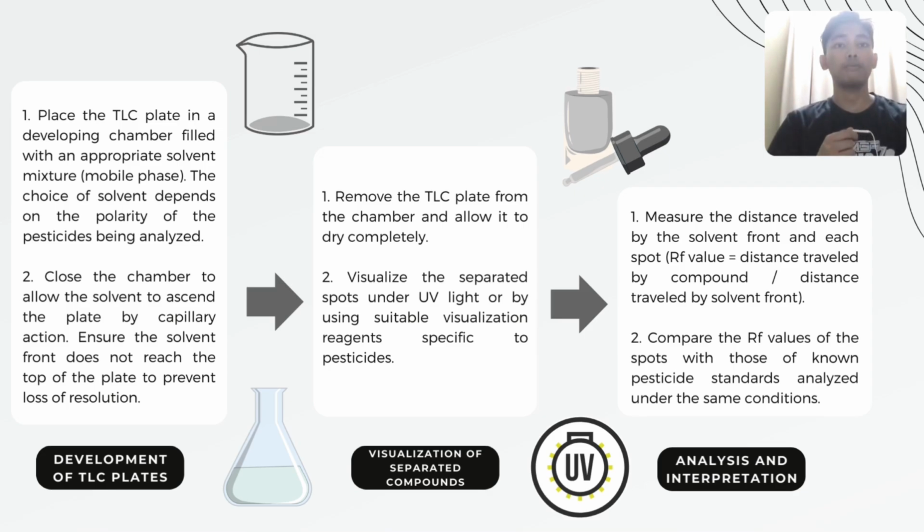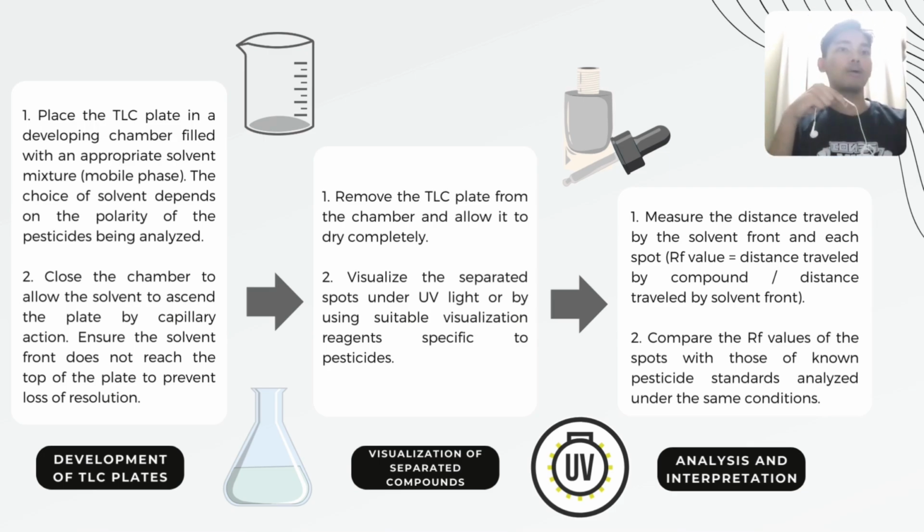And then we have development of TLC plates. Place the TLC plate in the developing chamber filled with an appropriate solvent mixture, which we call the mobile phase. The choice of solvent depends on the properties of the pesticide being analyzed. Then close the chamber to allow the solvent to ascend the plate by capillary action. Ensure the solvent front does not reach the top of the plate, to prevent loss of resolution.